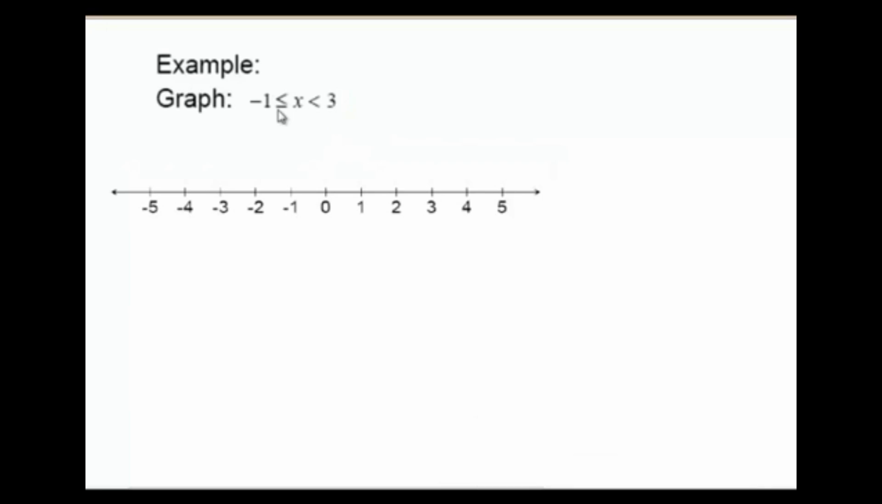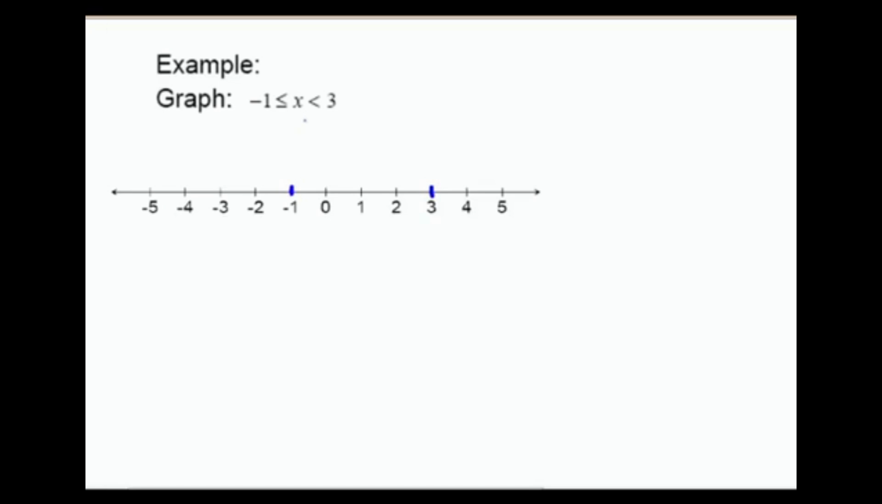In our last example, we're going to graph what's known as a double inequality. Notice it has 2 inequality symbols in it. So it's actually going to have 3 sections in the graph. Your endpoints are the -1 and the 3. So we're going to find those. So our -1 and our 3.